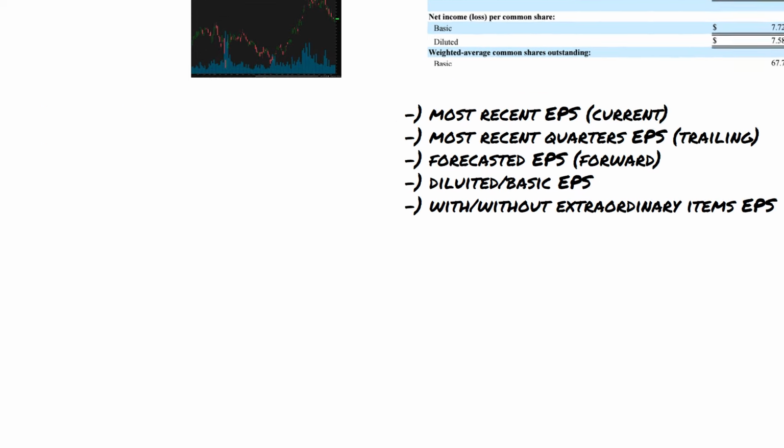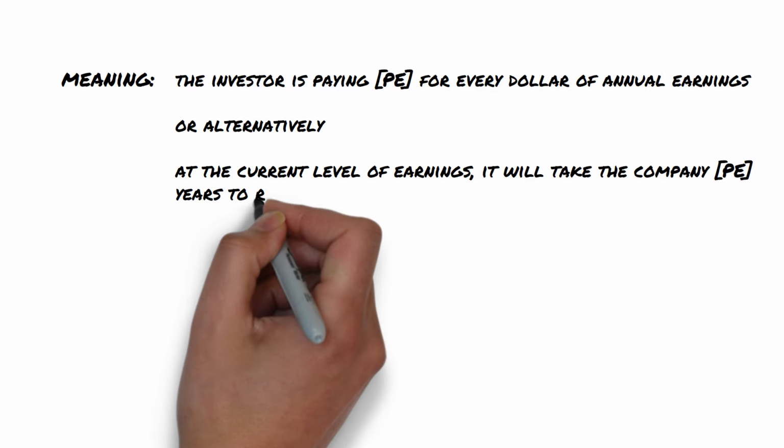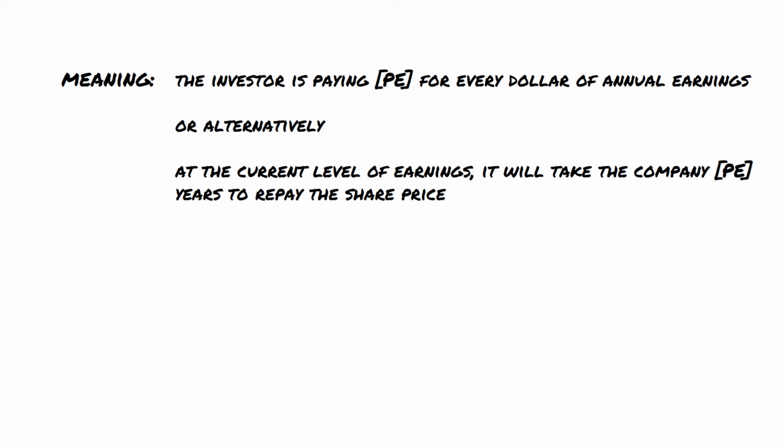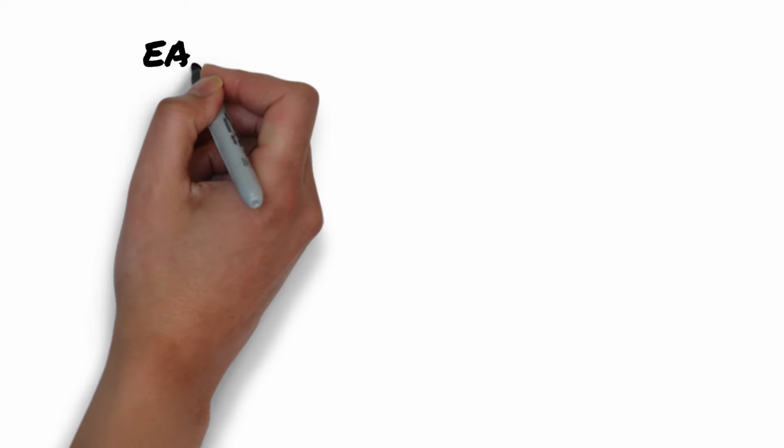In terms of meaning, the investor is basically paying the PE multiple for every dollar of earnings, or alternatively, at the current level of earnings, it will take the company PE years to pay back the share price. So the lower the PE of the company, the less the investor is paying for the earnings.